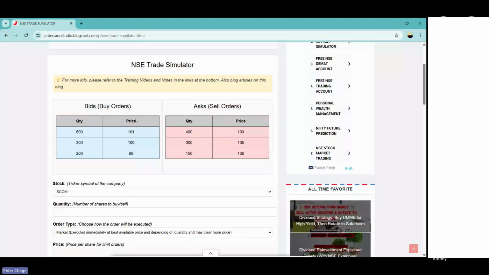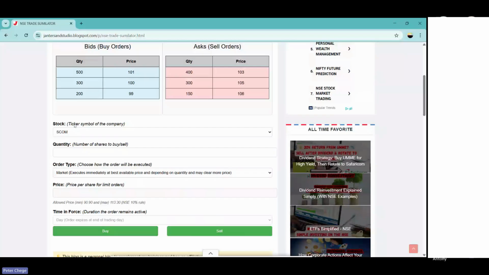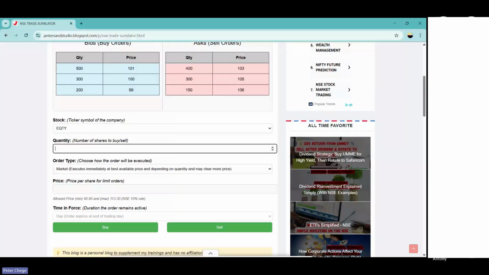I want us to do that practical down here. So the share you're buying is the company you want to buy. These are just dummy data. It's not connected to NSE. Then quantity is usually the number of shares you want to buy. Let's say 1,000. Order type, we have talked about market. Executes immediately at best price and depending on quantity may clear more prices. I've explained that. Limit, we have said, is where you put a price. Market to limit starts as a market, then the remaining goes as a limit. Let's start with a market order.